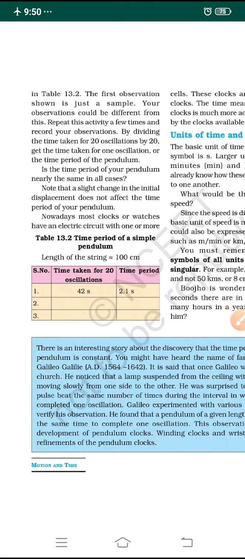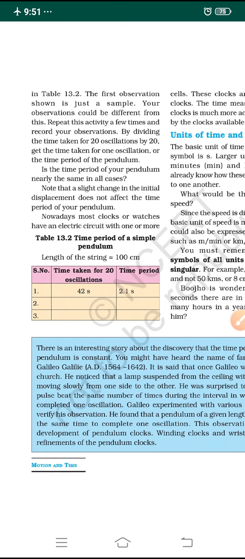Is the time period of your pendulum nearly the same in all cases? It will not be exactly the same in all cases. Note that the initial displacement does not affect the time period of the pendulum. Initial displacement does not affect the time period of the pendulum in any way.